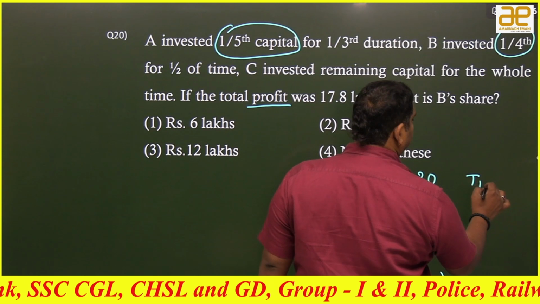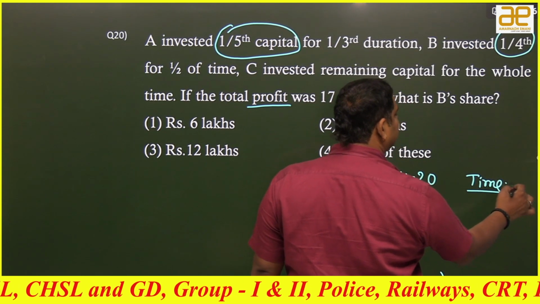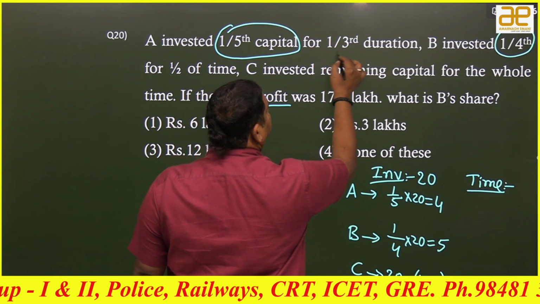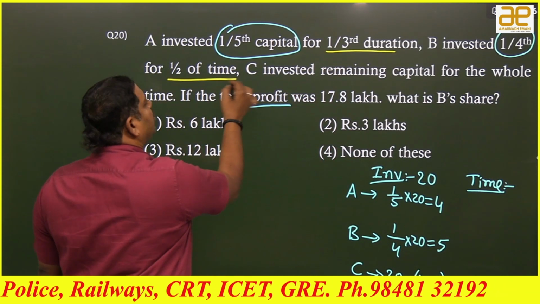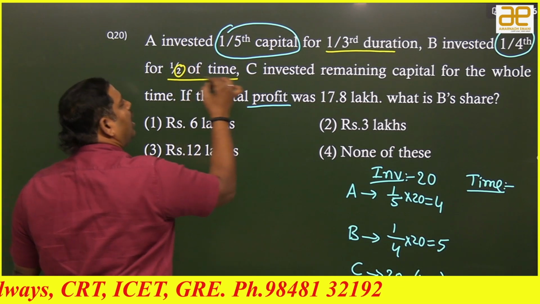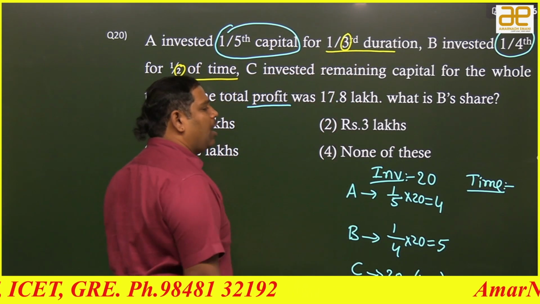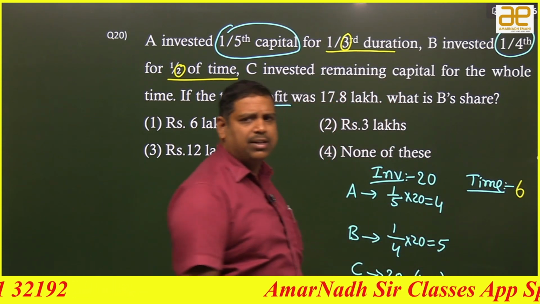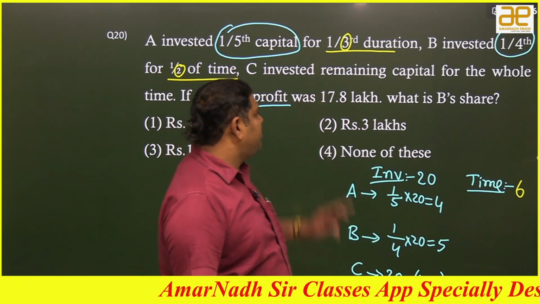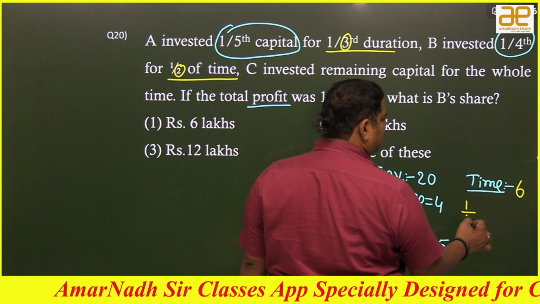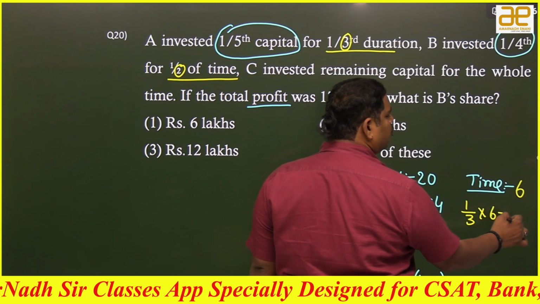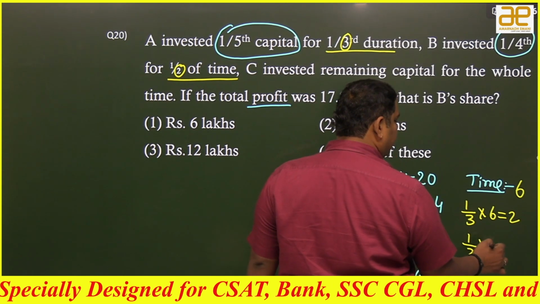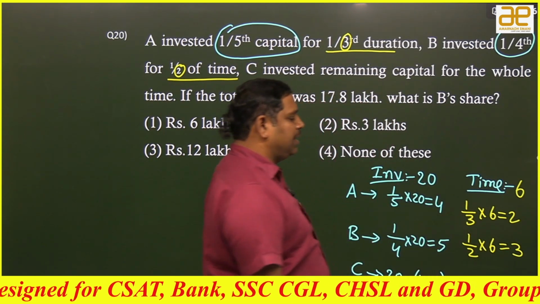Okay, time period. Instead of taking total time as T, let us imagine the time in such a way that you won't get any decimal. So 1/3 duration and half of the duration. What are the denominators? 2 and 3. Just multiply them. 2 3s are 6. So the total duration might be 6 months, 6 days, 6 years, anything. A's investment is for 1/3 duration, that is 1/3 of 6, that is 2 days, 2 months, 2 years, whatever. B is invested for half of the 6, that is 3. Now you tell me what is the time period for C.